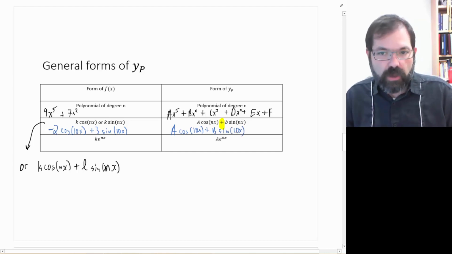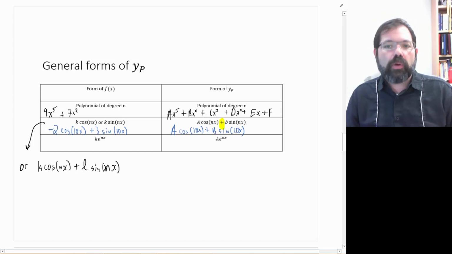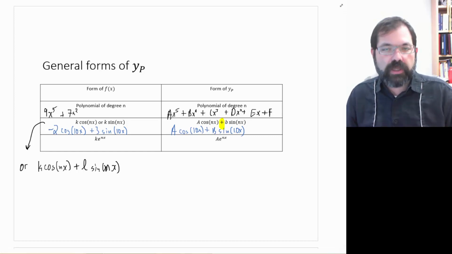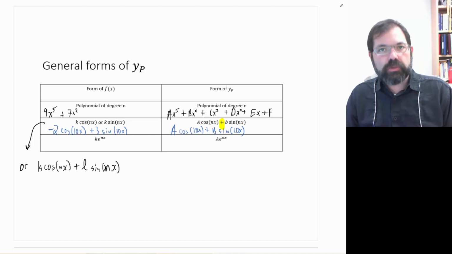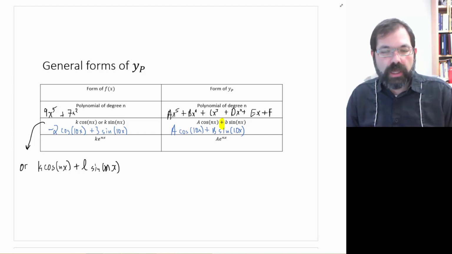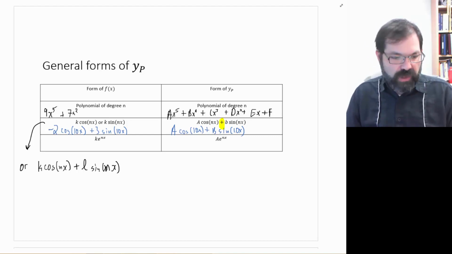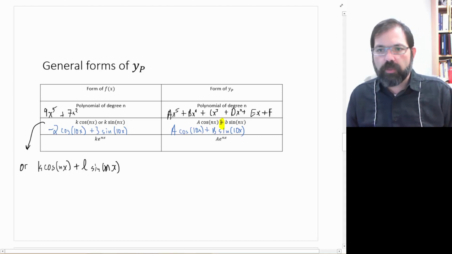And the first case we saw, and probably simplest, is if our f of x is of a basic exponential form, our assumed solution is also a basic exponential form. And I won't do an example of that one. That was the very first example we saw.